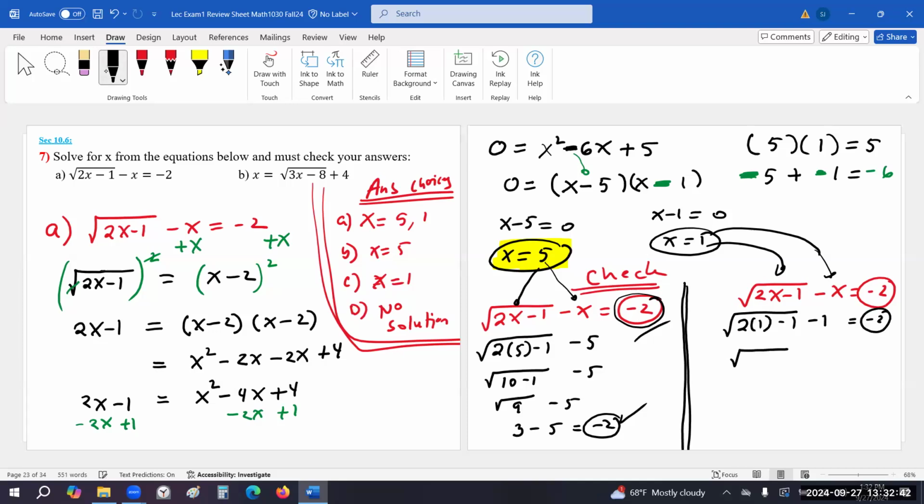So what do we have inside the radical? 2 minus 1. What is 2 minus 1? 1. And what is the square root of 1? 1. What is 1 minus 1? 0. Do you have the same thing? No. So this one doesn't work. So our correct multiple choice is x equals 5.